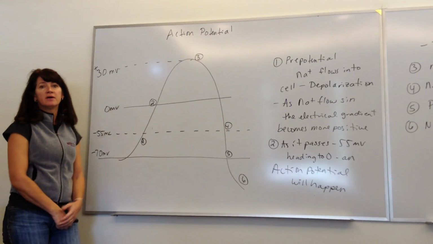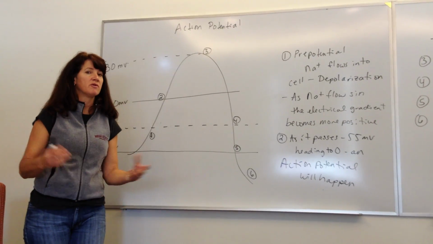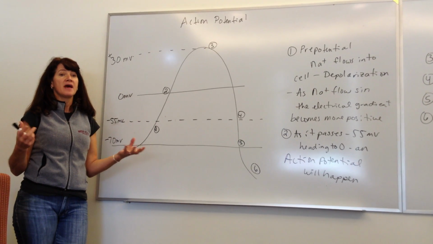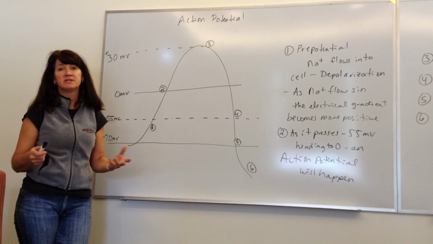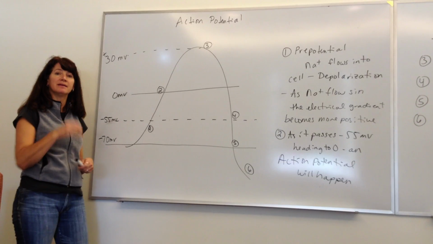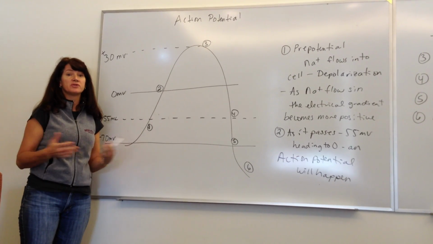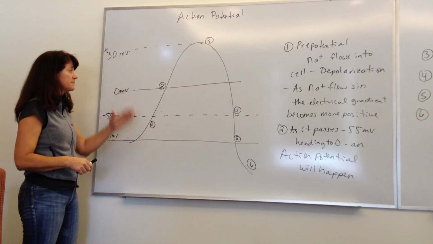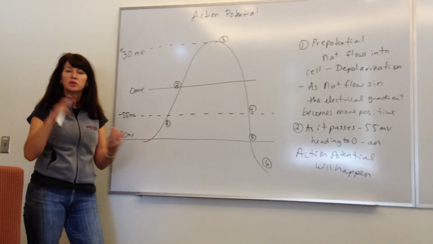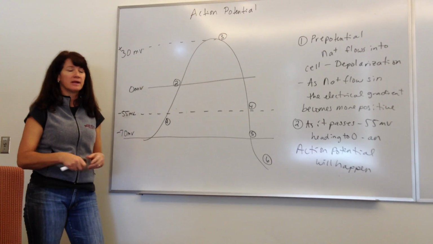So in order for cells to have muscle contractions, in order for cells to do any work, they actually need to have what we call an action potential. An action potential is that electrical signal that allows for the muscles to release certain materials. So this is what an action potential looks like on a graph-like level.